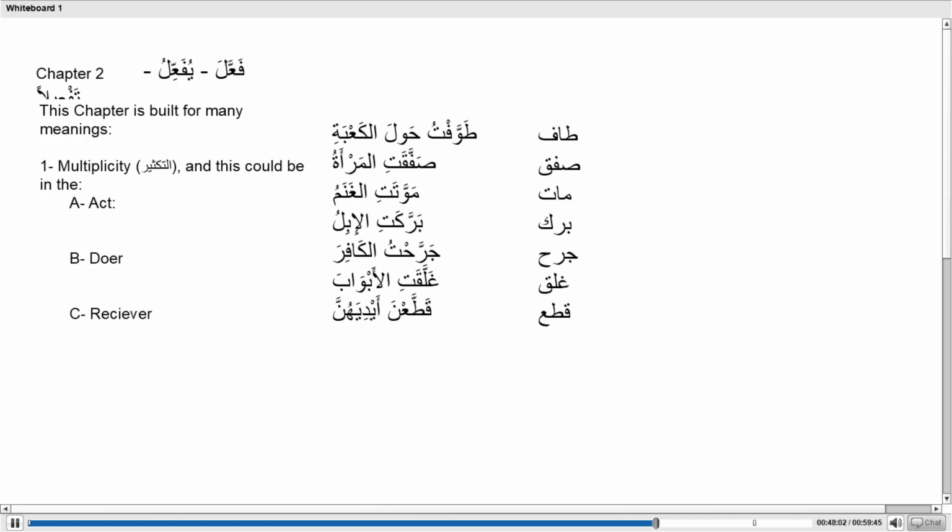Okay. So can it be the doer? No. How can you say only one doer? That's the noon of the group of females.